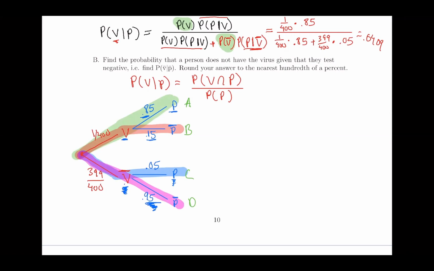So if you look right here, we want to find the probability somebody has the virus and tested positive. Which branch will give us that information? We want them to have the virus and test positive.